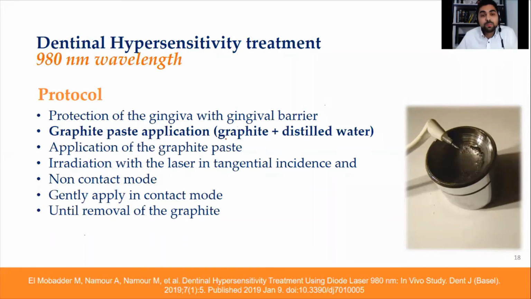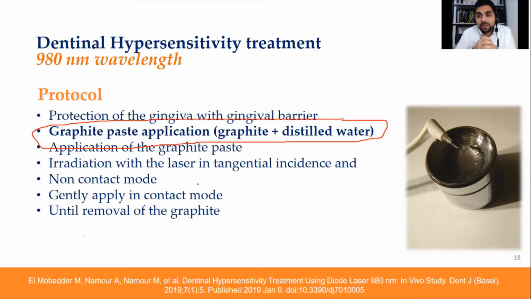So the most important part, of course, is to protect the gingiva with a liquid rubber dam. And the key for our success, I think, is to add the graphite paste. So the graphite paste is just graphite and distilled water, you will mix this graphite with the water. You will apply it on the naked dentin, on the surface of the dentin that you want to irradiate, and you will start, okay?